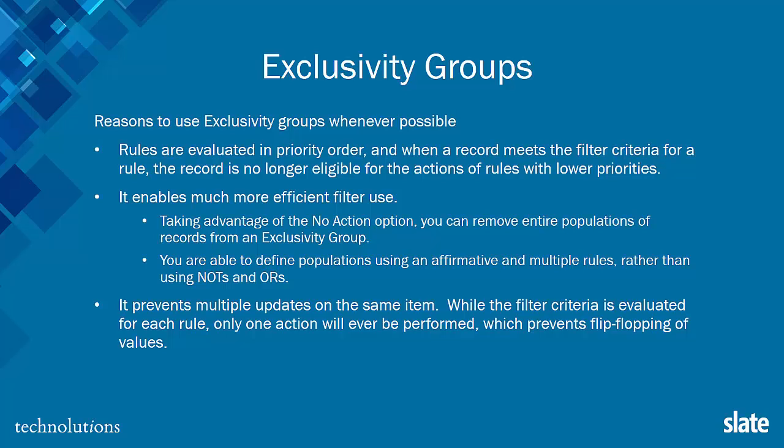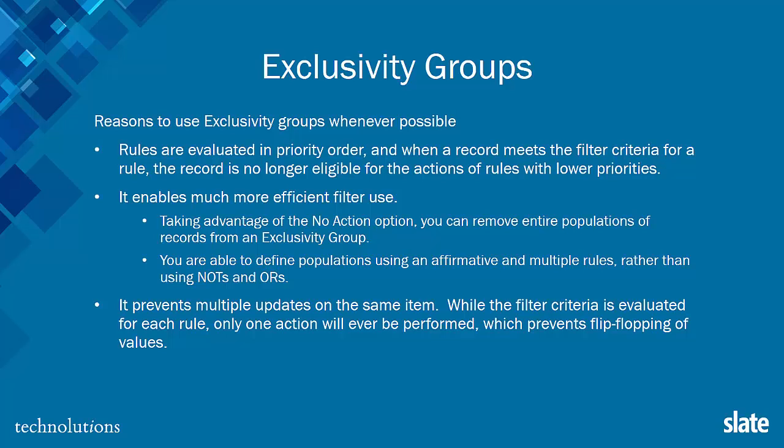Using exclusivity groups will also help you prevent multiple updates to the student record, or what we call flip-flopping. If you have two rules that aren't in an exclusivity group, and they're both affecting the same field, what happens when a student meets the criteria for both rules? Slate will randomly pick one whenever the student's record is updated, and assign that value, whatever that rule does, to the student's record. And then when the record gets updated again, it can be flipped to the other value, and vice versa.